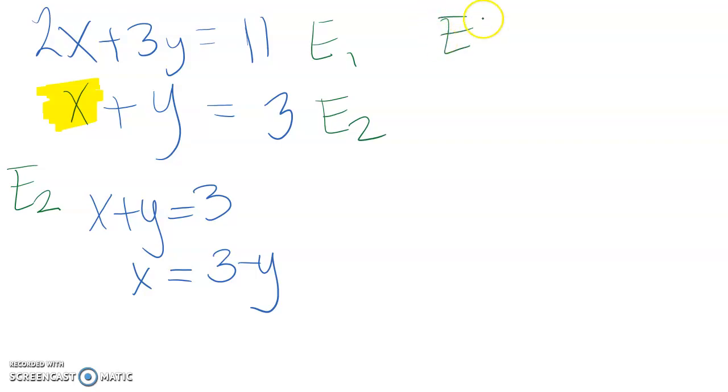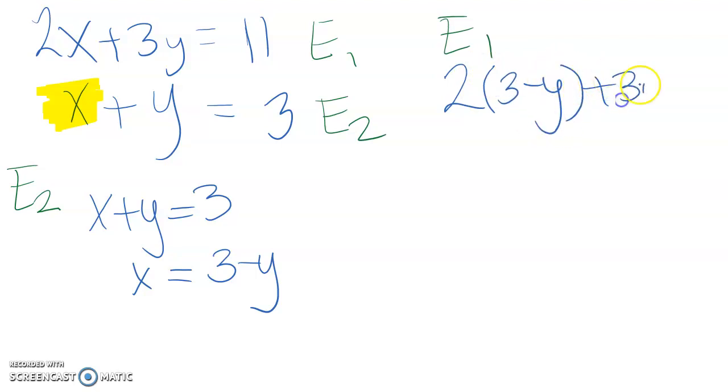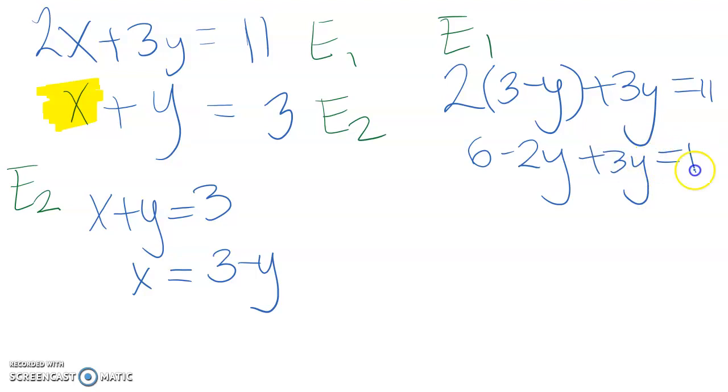So I'm going to go to equation 1, and I'm going to write down what I know. I have 2 times x, but x is 3 minus y, plus 3y equals 11. Then I need to distribute that 2, so I get 6 minus 2y plus 3y equals 11.